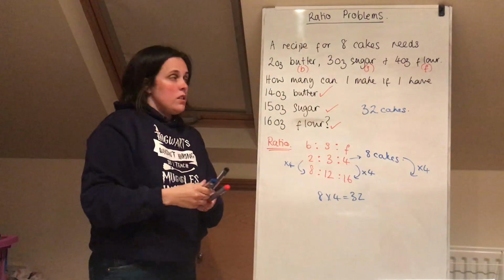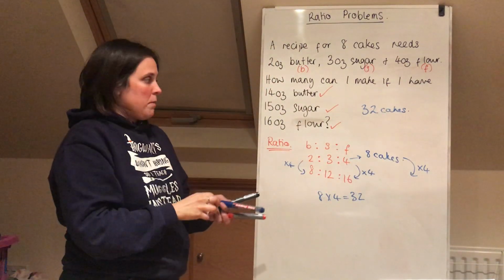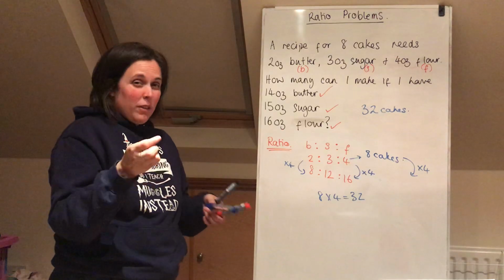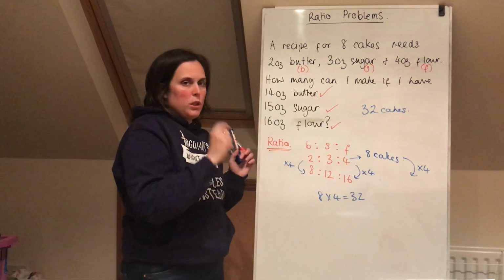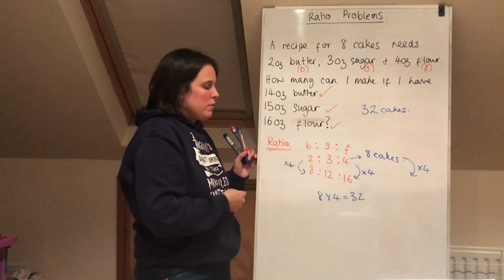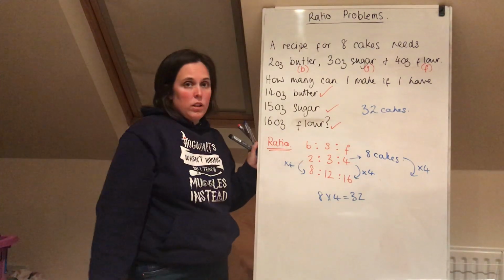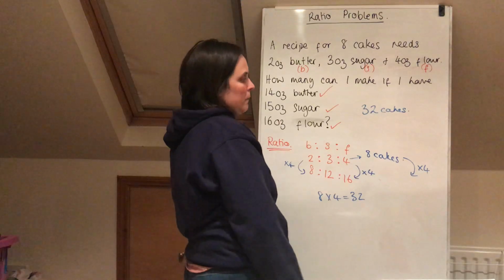Alright, so look for the biggest one, have a mess around with it, try it out. Remember, if that doesn't work, then look for something else. But always check back to make sure you've got enough of every single type of the ingredient, and it is important to write them as ratios so you can see what's happening.